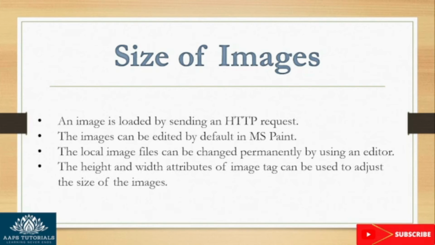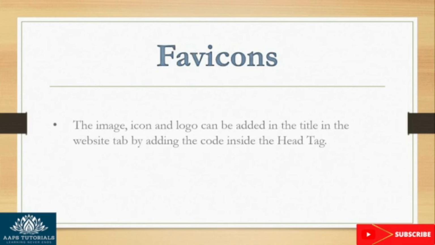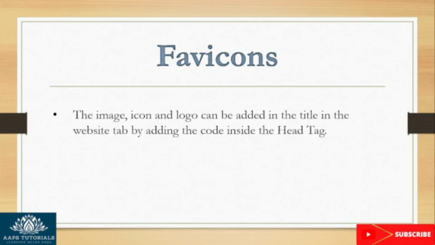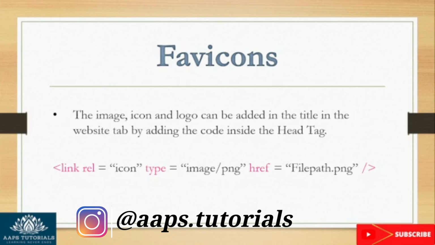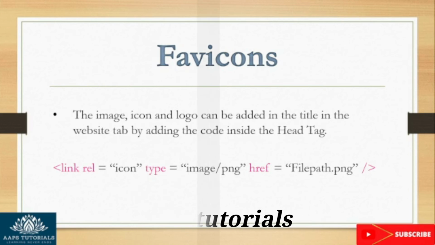A favicon image is displayed to the left of the page title in the browser tab. To add a favicon to your website, either save your favicon image to the root directory of your web server or create a folder in the root directory called images and save your favicon image in this folder. A common name for a favicon image is favicon.ico. The syntax for adding a favicon is shown in the following slide.